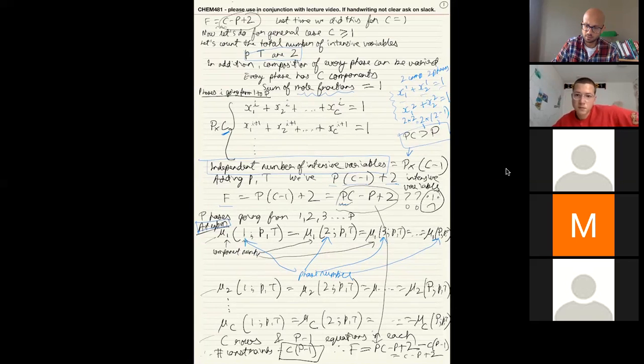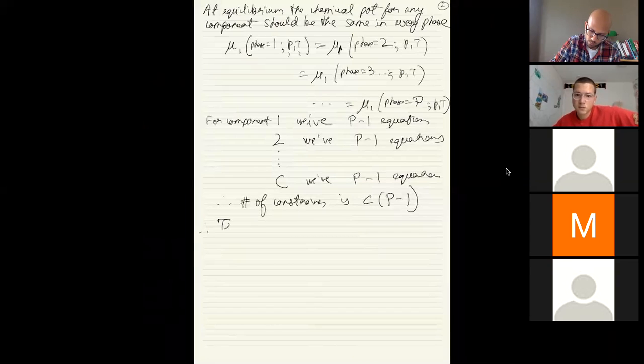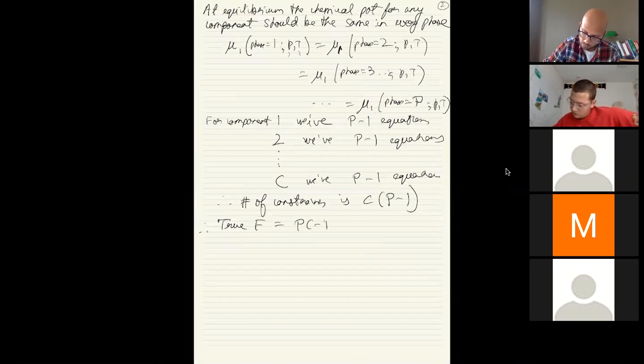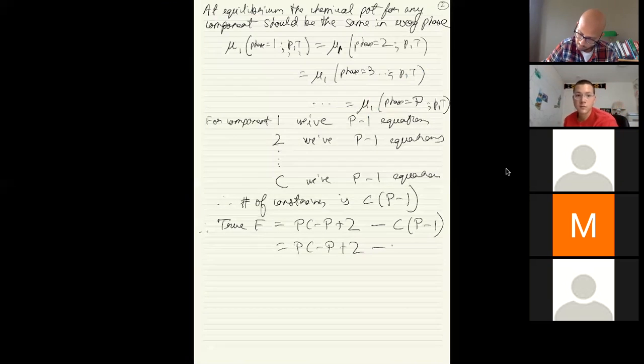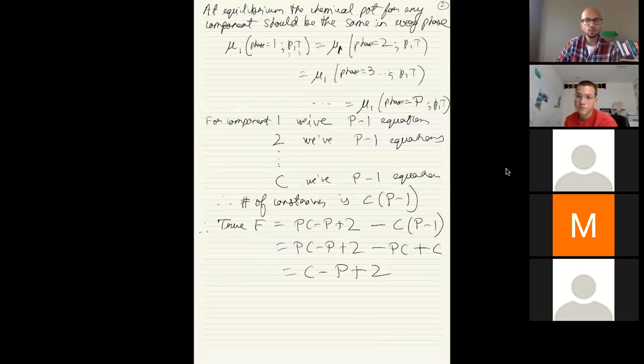By ignoring these constraints, they were PC minus P plus 2. Therefore, true F is equal to what we first derived, PC minus P plus 2, minus these additional constraints that we just calculated, minus C, P minus 1. And now you see this is PC minus P plus 2 minus PC plus C, which is equal to C minus P plus 2. And we get our Gibbs phase rule in full derivation.